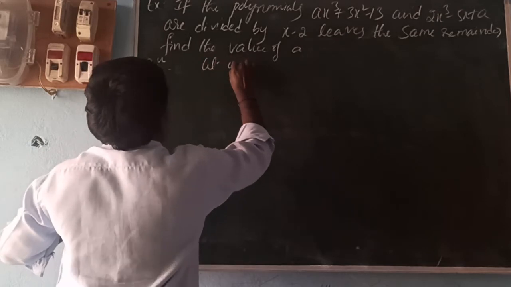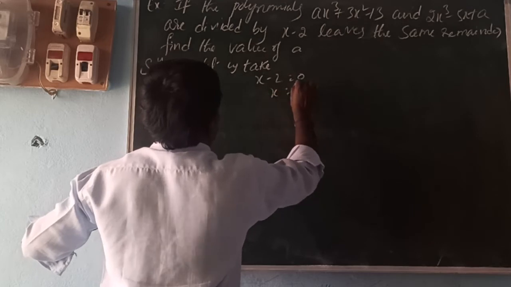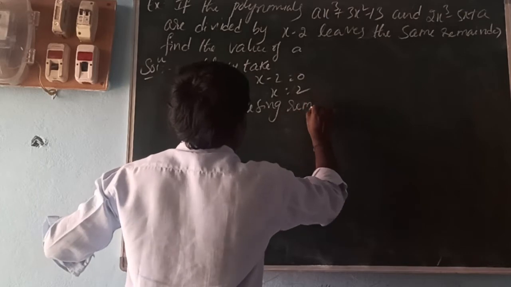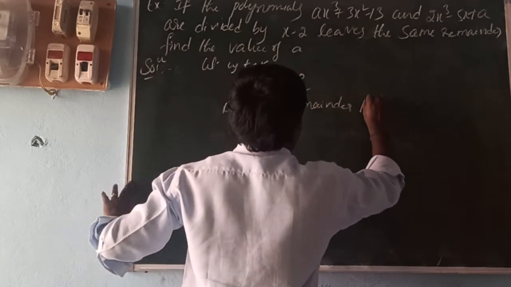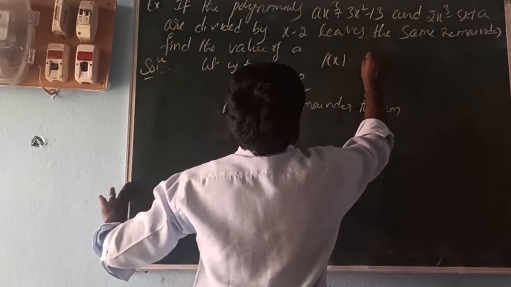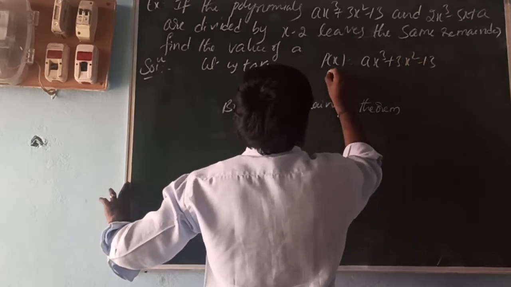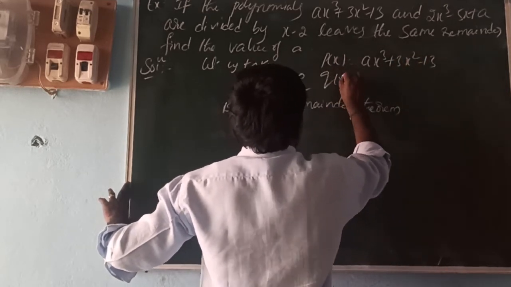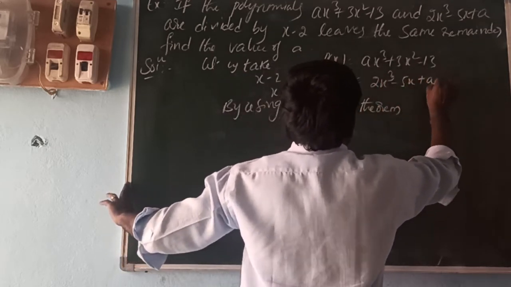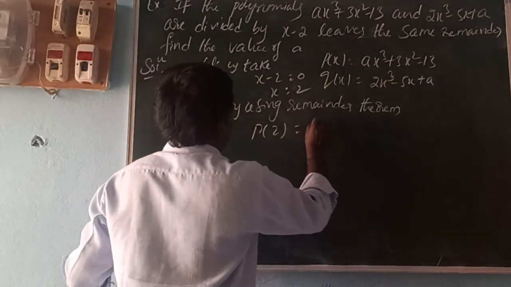Let us take x minus 2 is equal to 0, x is equal to 2. So by using the remainder theorem, here let us take p of x is equal to ax cube plus 3x square minus 13, q of x is equal to 2x cube minus 5x plus a. So for these two polynomials divided by x minus 2, the remainder is the same. So here p of 2 is equal to q of 2.